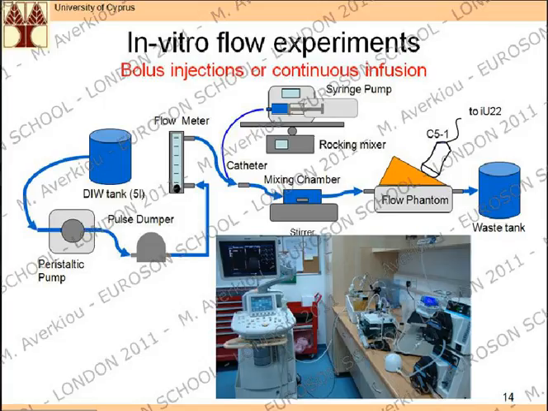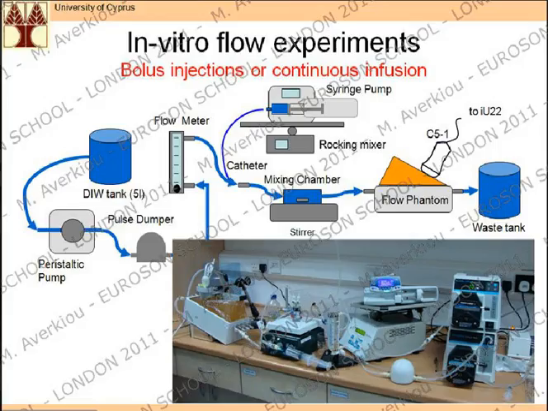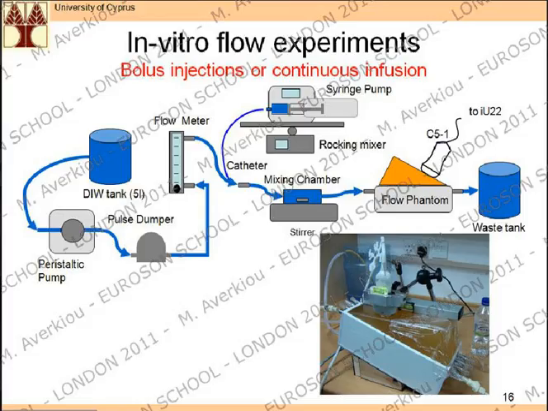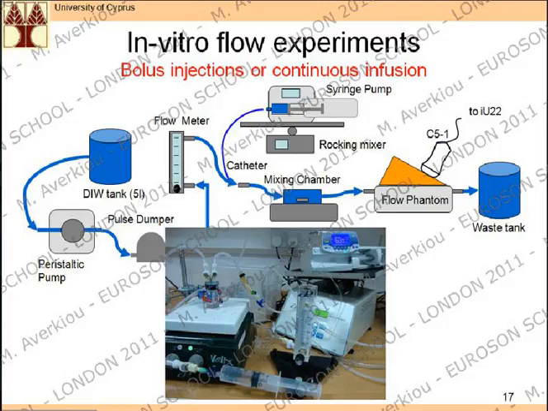To look a little closer, our setup looks like this. Here is our flow phantom. There is a mixing chamber so that as the injection comes in, it gets mixed in the mixing chamber, and it goes with the velocity that's defined by the peristaltic pump. This is our phantom. This is our mixing chamber. And then we observe with the probe the agent that's arriving in our region of interest.